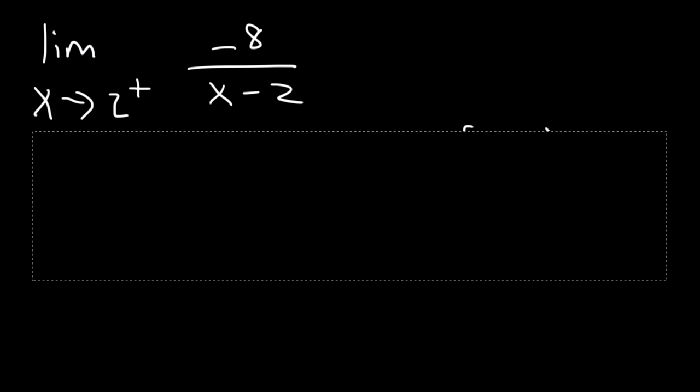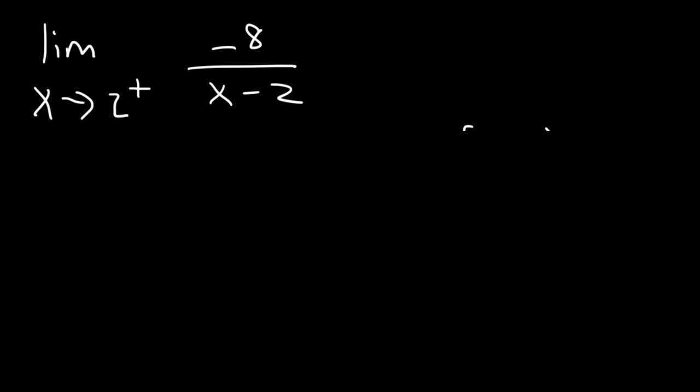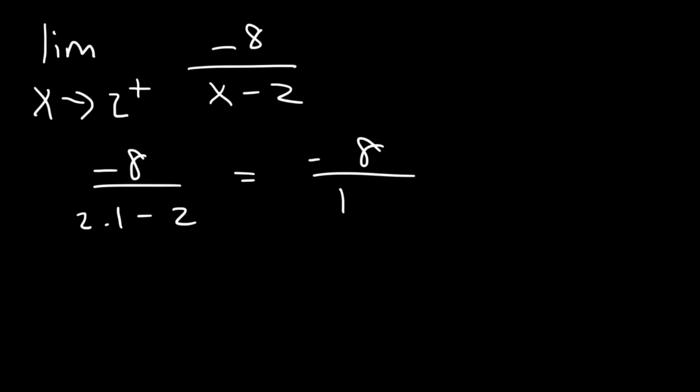But let's actually plug in a number to confirm it. So 2 to the right, let's plug in a number that's bigger than 2. So 2.1 could be a good example. 2.1 minus 2 is positive 0.1. Negative 8 divided by positive 0.1 is negative 80. So we have a very large negative number, which means the limit approaches negative infinity.